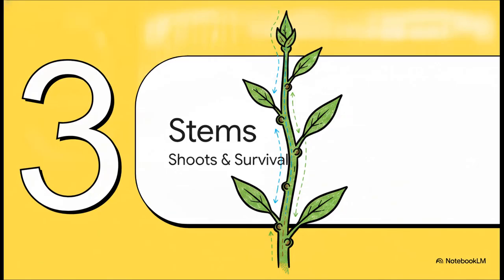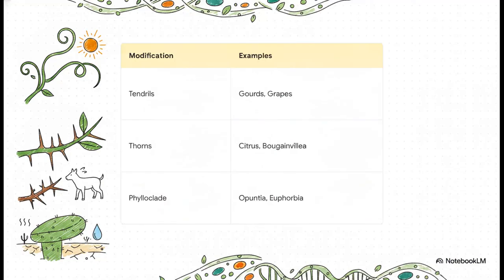All right, time to head above ground for Section 3, stems, shoots, and survival. Above ground, the stem's growth is driven by buds, specifically axillary buds that sit right in the angles of the leaves. It is amazing how these axillary buds can totally transform for survival. Instead of just turning into a normal branch, an axillary bud can stretch out into a springy, coiling tendril to help vines like gourds and grapes climb up toward the sun. Or if the plant needs some armor, that exact same bud can harden into a sharp, woody thorn to fight off hungry animals, like you'd see on a citrus plant or a bougainvillea.